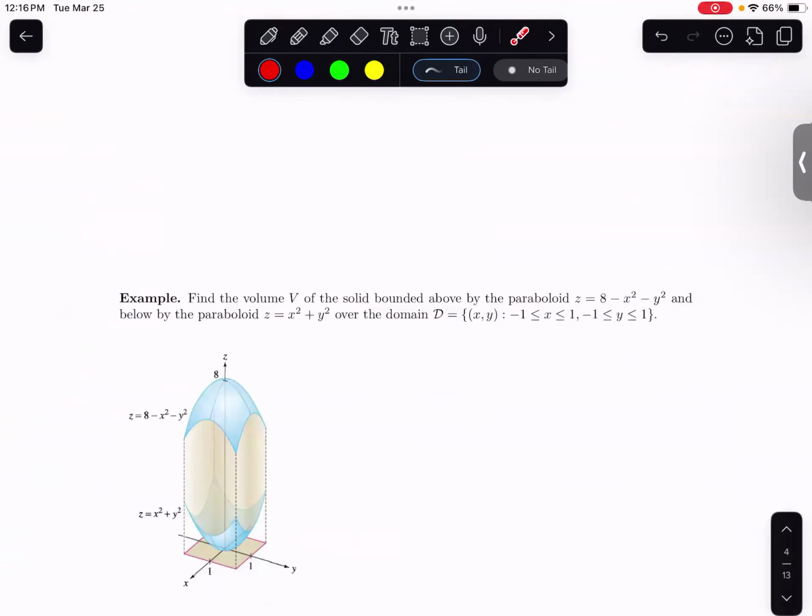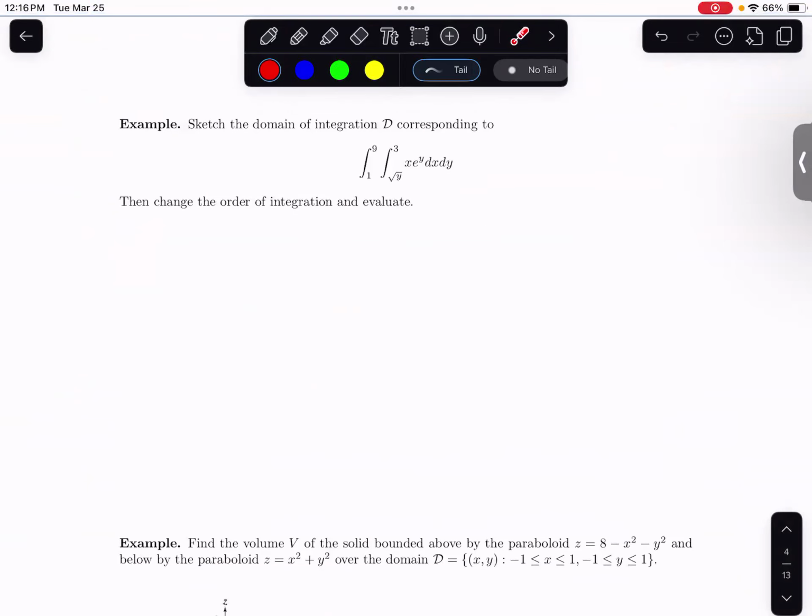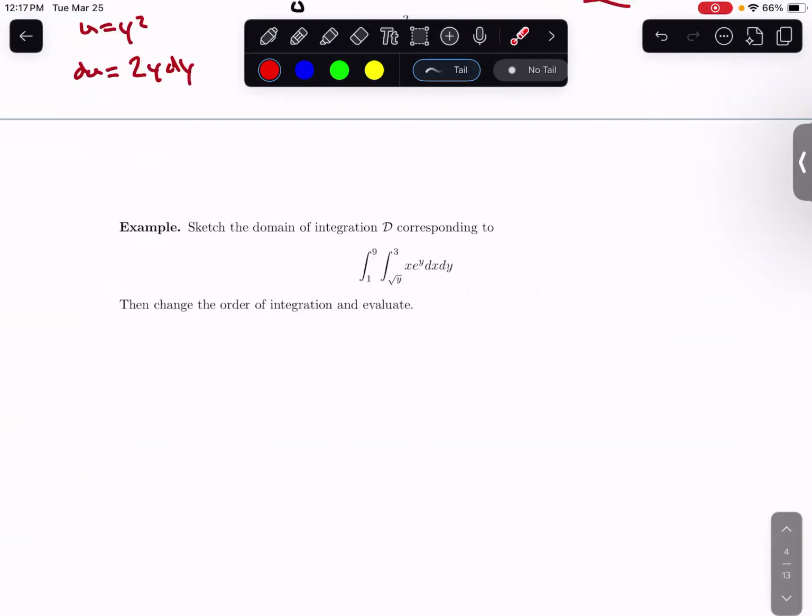Okay, I think it's just a bunch of examples today, pretty much. So there's 2 more examples on the next page, and then there's an example on page 6 that I want to go through.